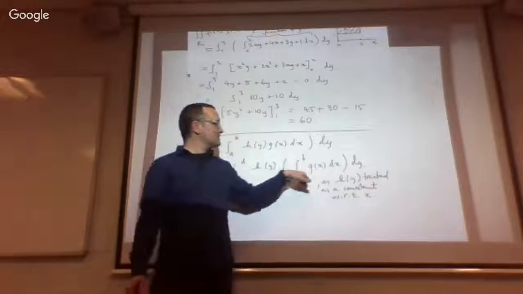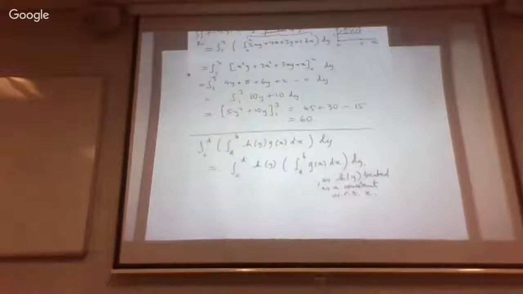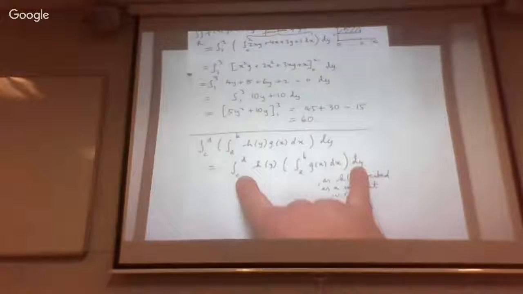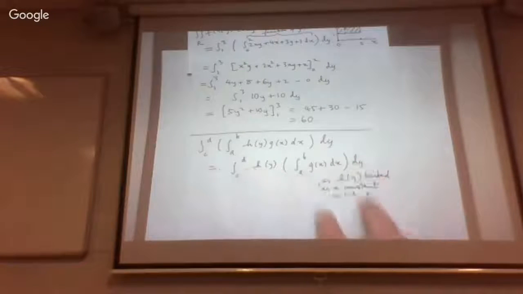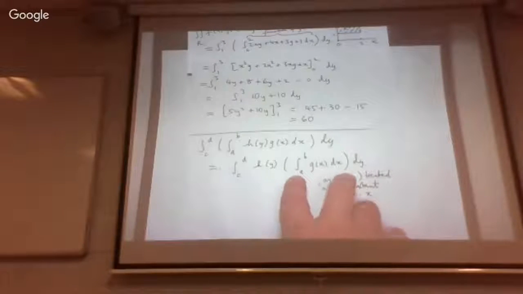So this integral here in the round brackets makes no mention at all of the y variable. And it's sitting here inside an integral with respect to y. So with respect to the y variable, this round bracket here should be regarded as a constant. Okay? Because when you change the y variable, this round bracket doesn't change, because it makes no mention at all of the y variable. So it's just a constant as far as y is concerned.